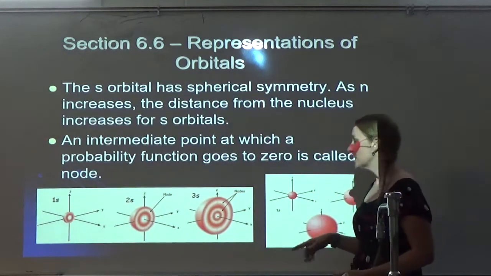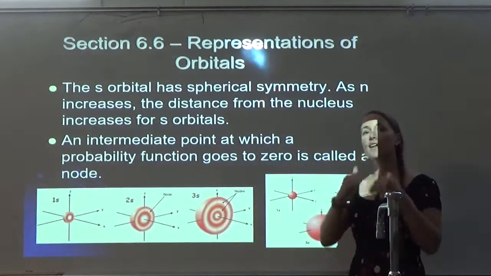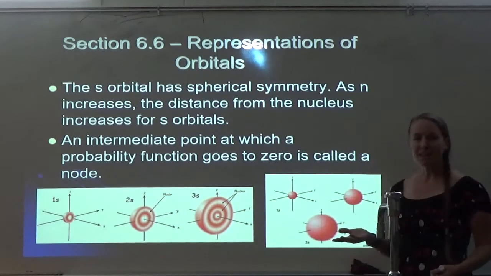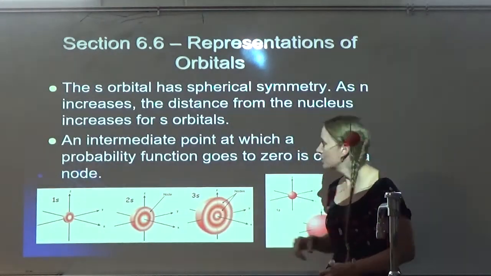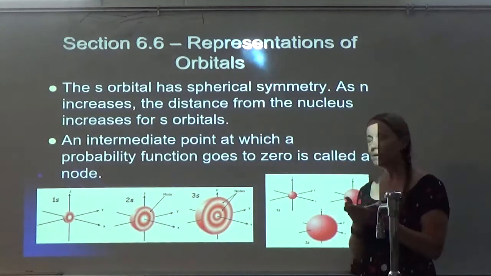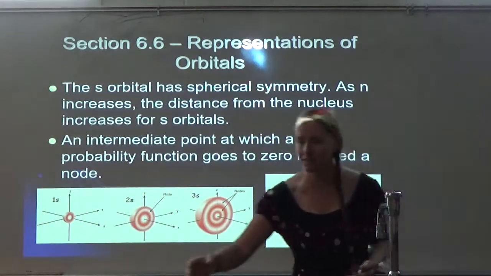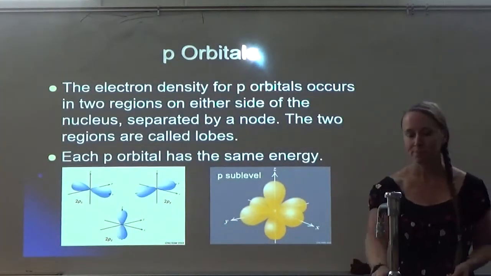So we're going to discuss how there are places where the electrons can't be, and those are in between the energy levels. And so we refer to that as a node. So as you put the 1s, 2s, and 3s and you overlap them, you'll notice that 3s is not completely solid on the inside. We have those nodes where the electrons are not allowed to be.